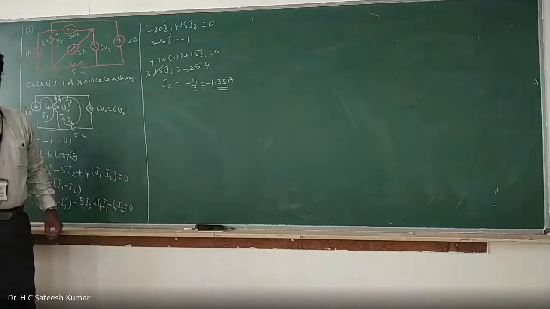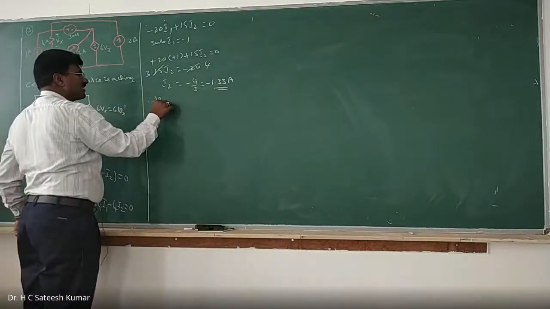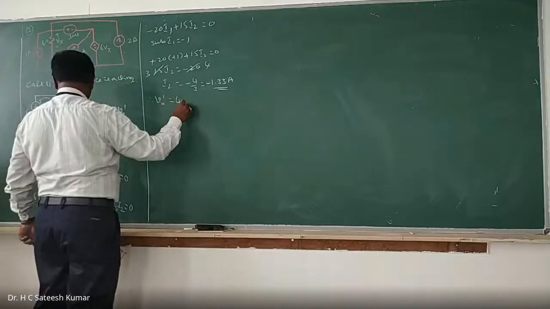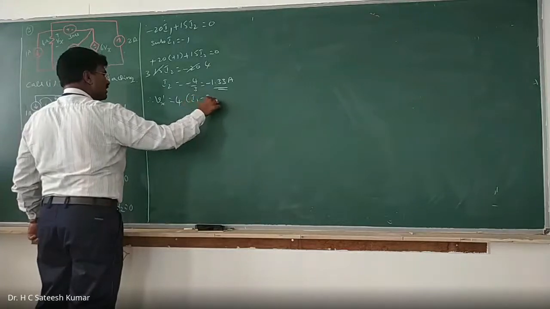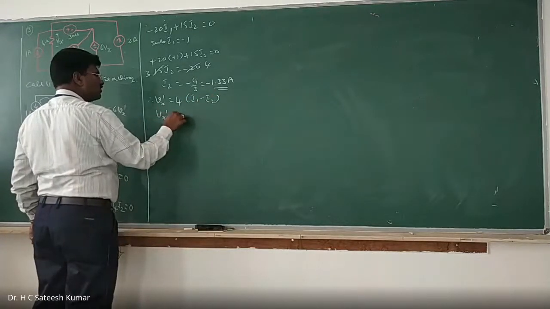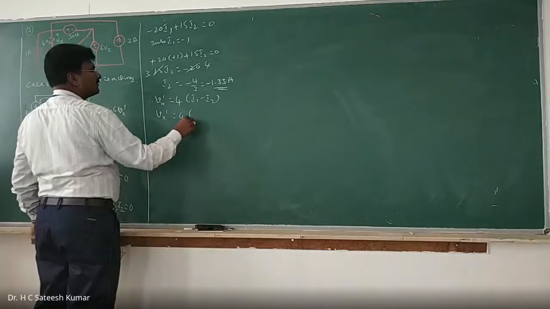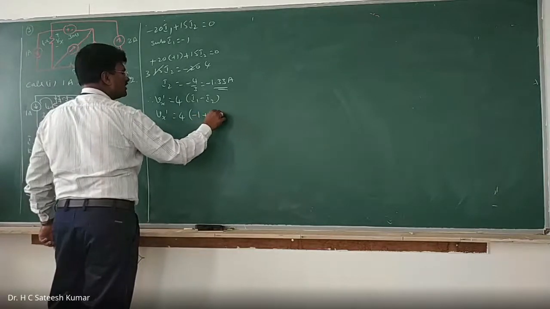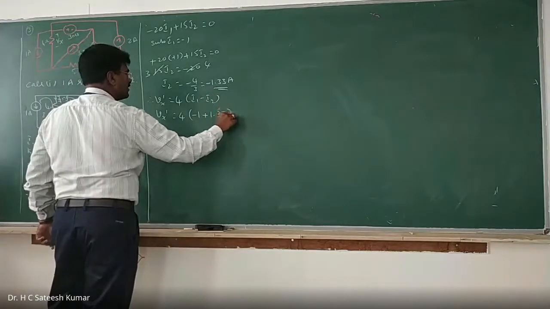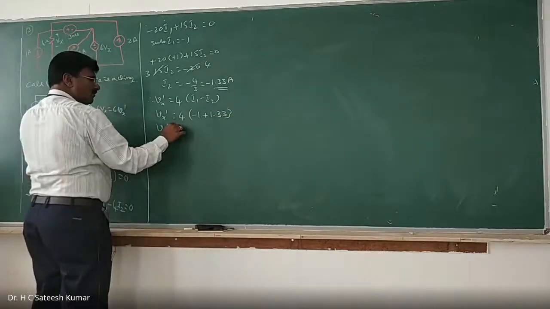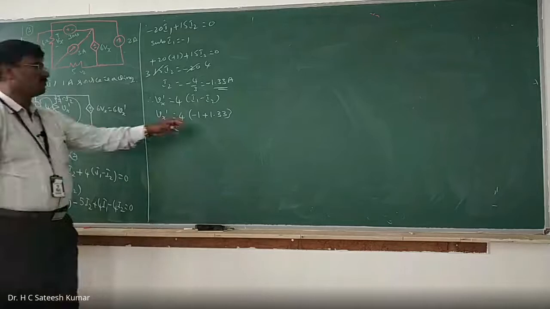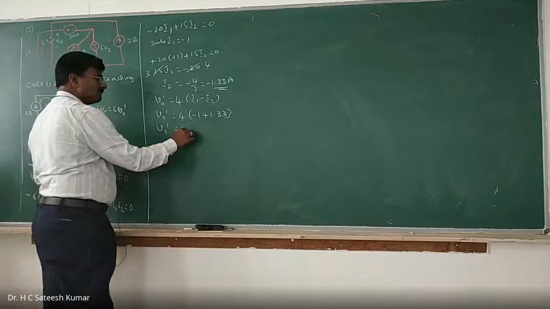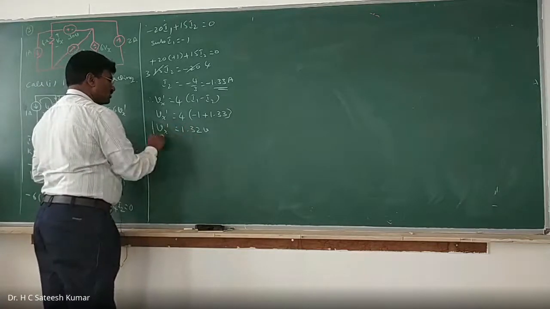I2 is equal to minus 1. Therefore, Vx dash is equal to 4 into (I1 minus I2). Vx dash is equal to 4 into I1, which is minus 1, minus I2, which is plus 1.33. Minus of minus is plus 1.33. How much is that? Minus 1 plus 1.33 is 0.33. 0.33 into 4 gives 1.32 volts. That is Vx dash.